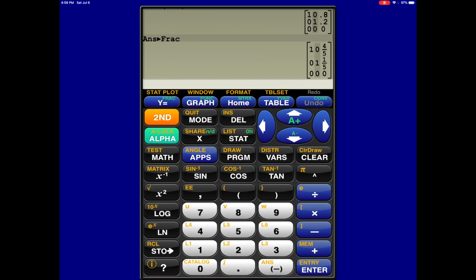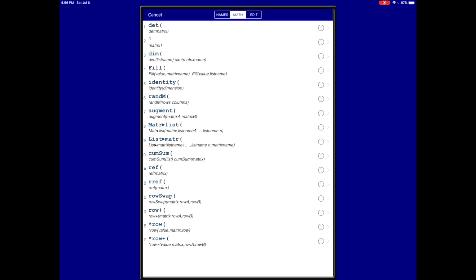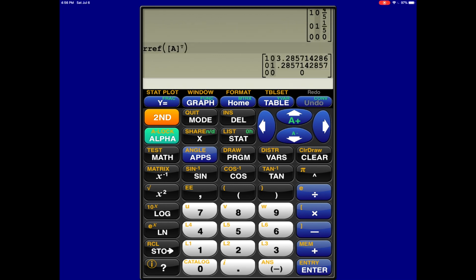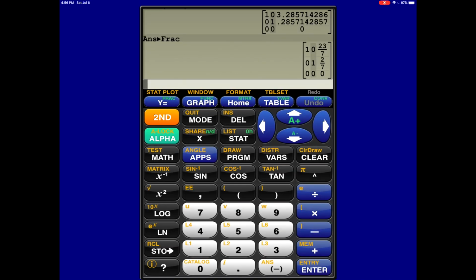The other way would be to use the calculator. We've got RREF of A, but I want RREF of A transpose. So I hit second matrix, math, transpose, and then I find this, and I want to see if I can put this in the form of a fraction, so I'm going to hit math, fraction, enter. So here we go. 1, 0, 23/7, 0, 1, 2/7, and the others are zeros.